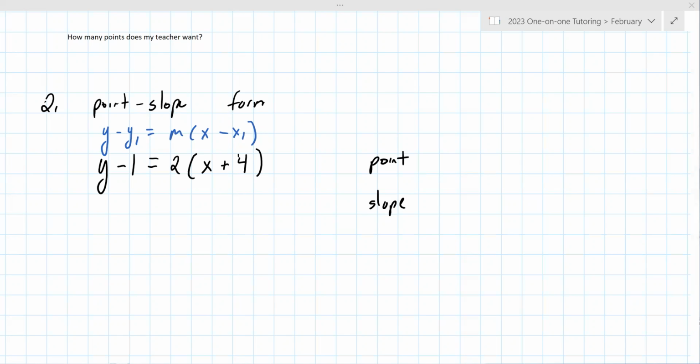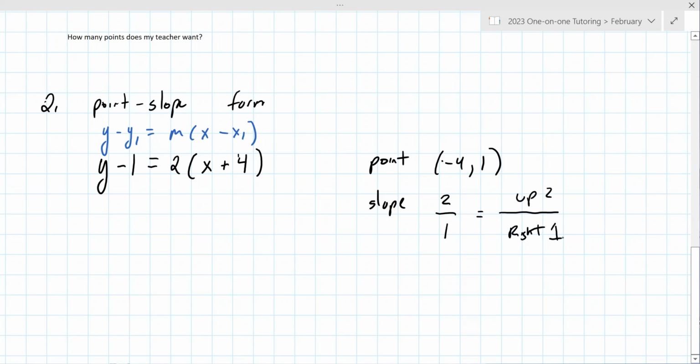The point is negative 4, 1. Good. And the slope? The slope is 2 over 1. Okay, so now give me the slope in words. Up, down, left, right. Tell me what's going on here. Up 2, to the right 1. Okay. Up 2, right 1.